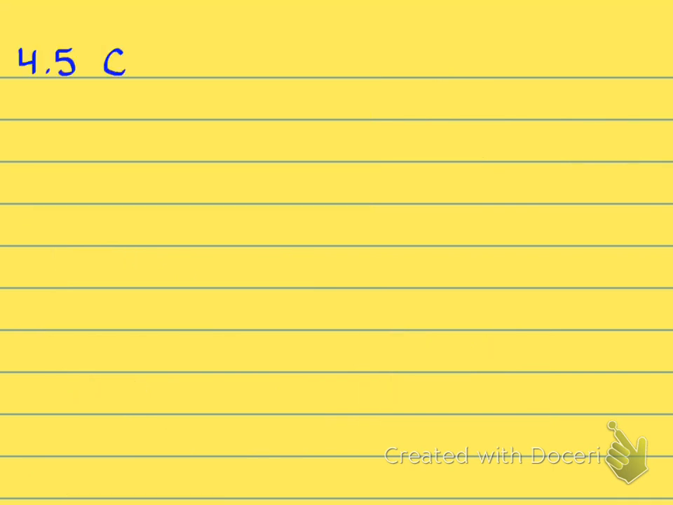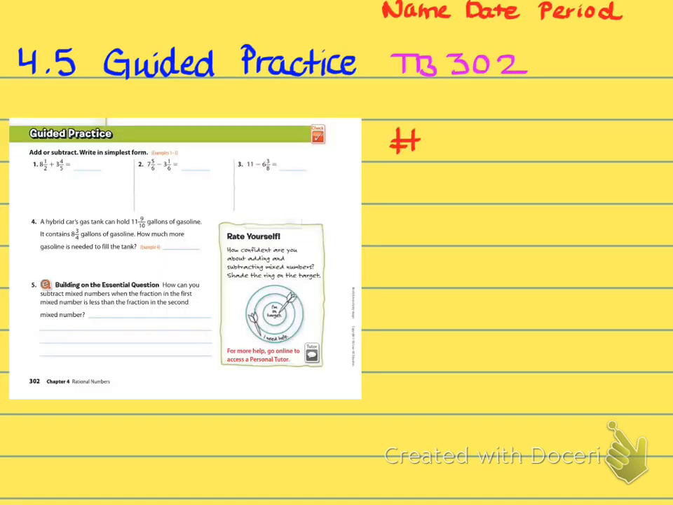The next thing that you want to do is head your paper. This is a new sheet of paper for your guided practice. You're going to head it textbook page 302. You're going to do numbers 1 through 4, and I'll be collecting that at the very beginning of class.